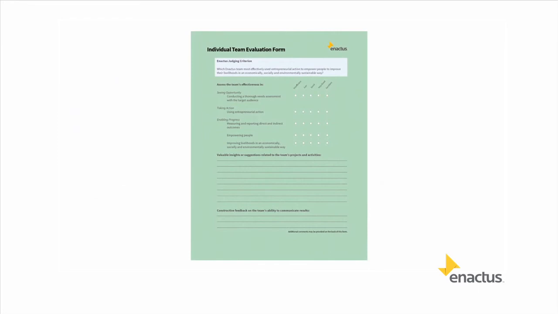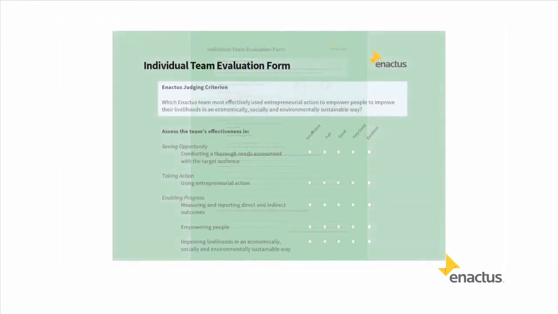The individual team evaluation form is separated into 3 sections: seeing opportunity, taking action, and enabling progress. For each section and the elements within them, the form provides a scale for you to evaluate the success of the team in achieving the particular item. For example, for the first section, seeing opportunity, you will rate the team on their effectiveness in conducting a thorough needs assessment with the target audience.